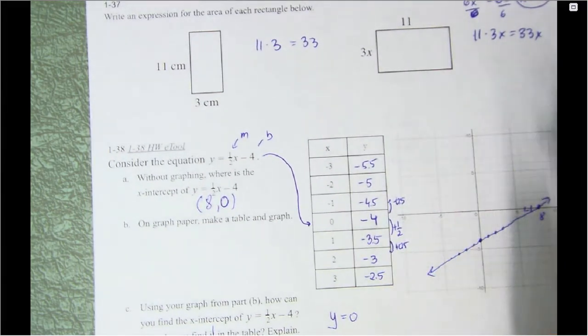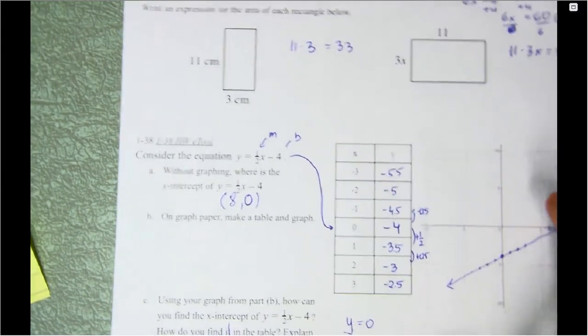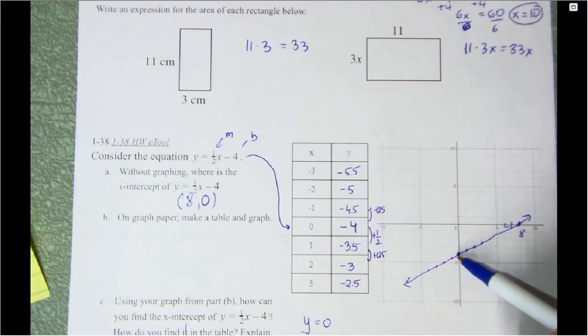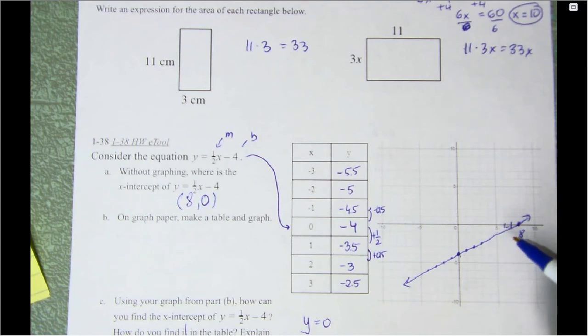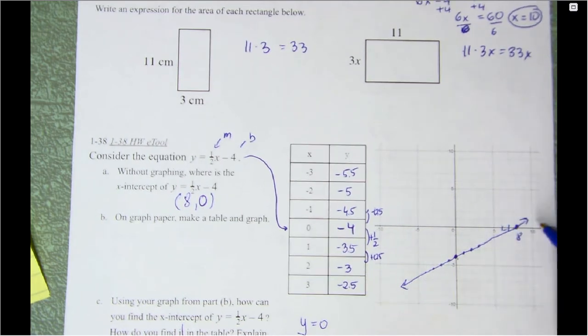Okay, and graphing it means I'm just going to plot the points. So I'm going to start with the point (0, negative 4). I also learned that my point is (8, 0) for the x-intercept. So I already have 2 points. I could probably connect them and extend the line. But if you want, you can just plot the other points and make sure your line is more accurate.